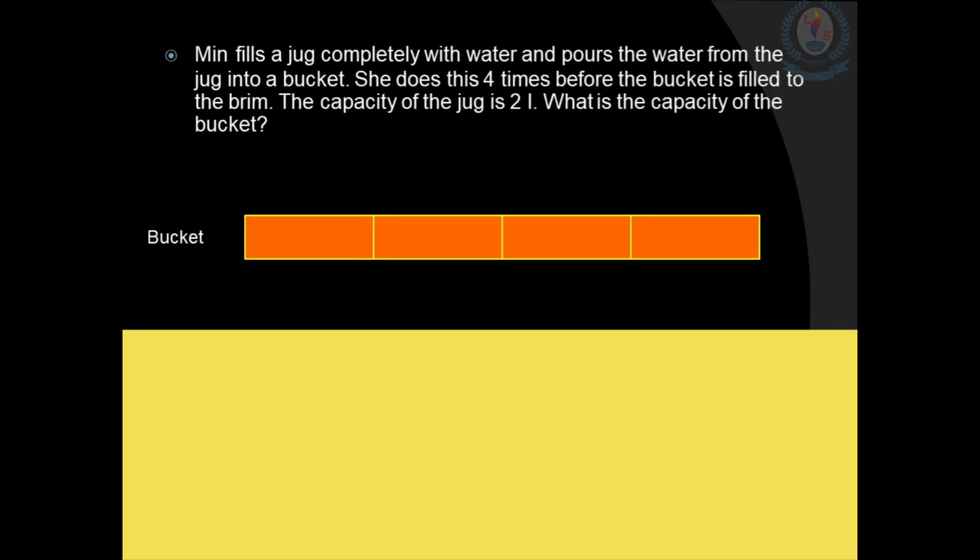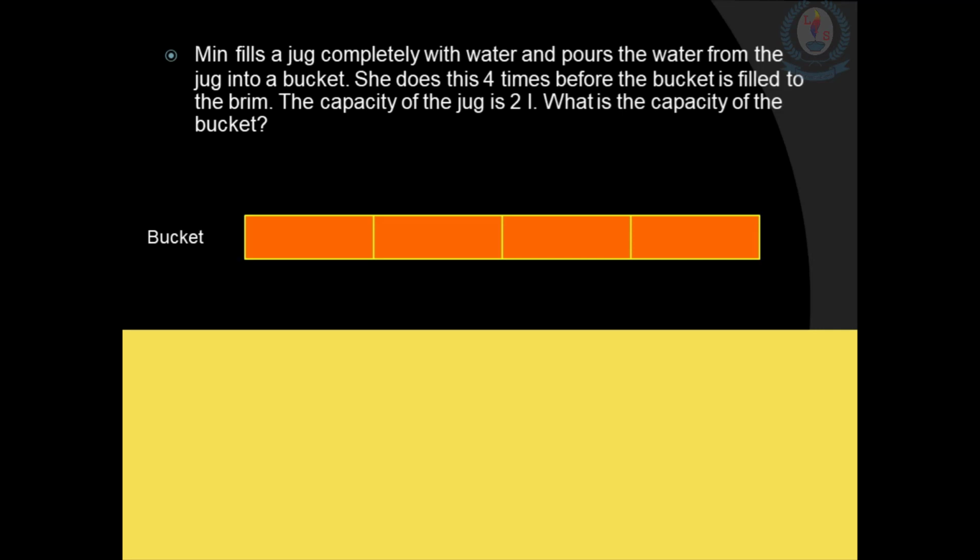Min fills a jug completely with water and pours the water from the jug into a bucket. She does this 4 times before the bucket is filled to the brim. The capacity of the jug is 2 liters. What is the capacity of the bucket?